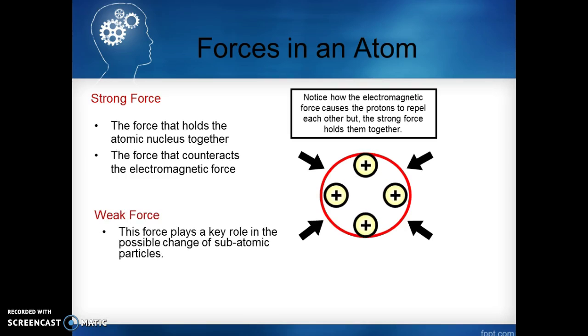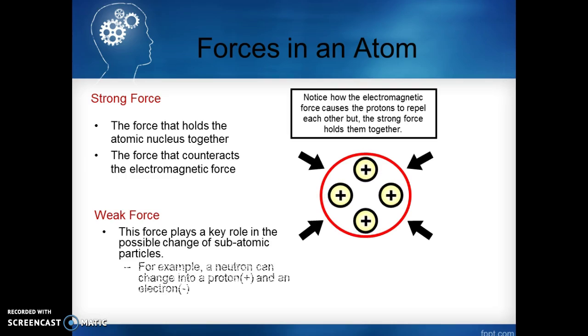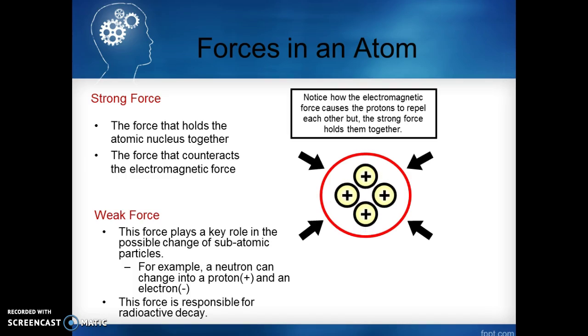Weak force. This force plays a key role in the possible change of subatomic particles. So, for example, a neutron can change into a proton and an electron. This force is responsible for radioactive decay.